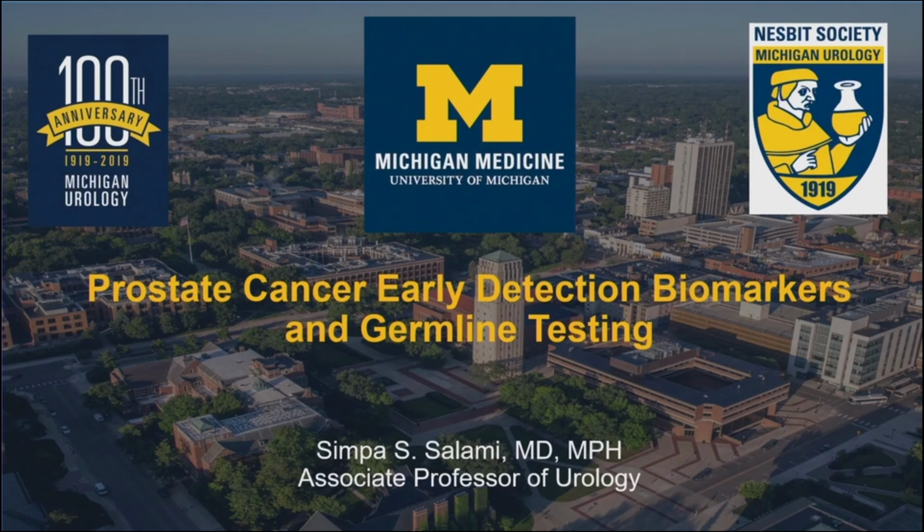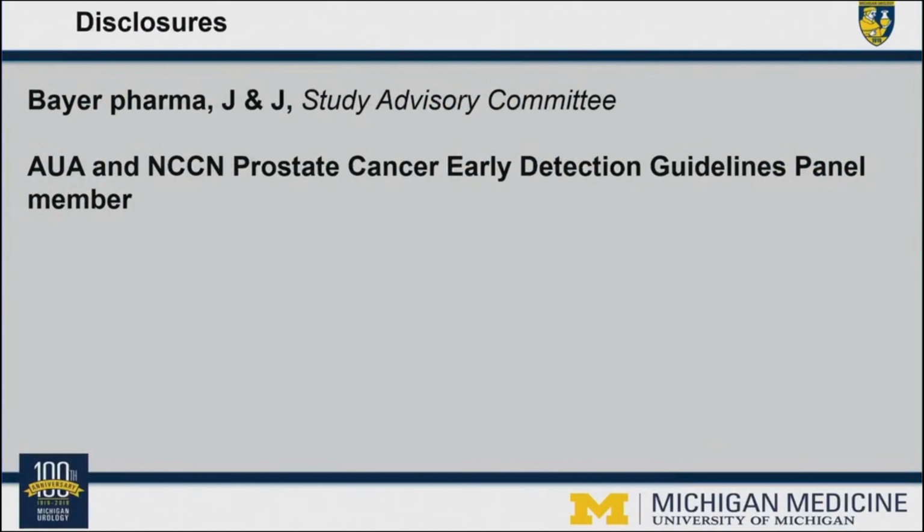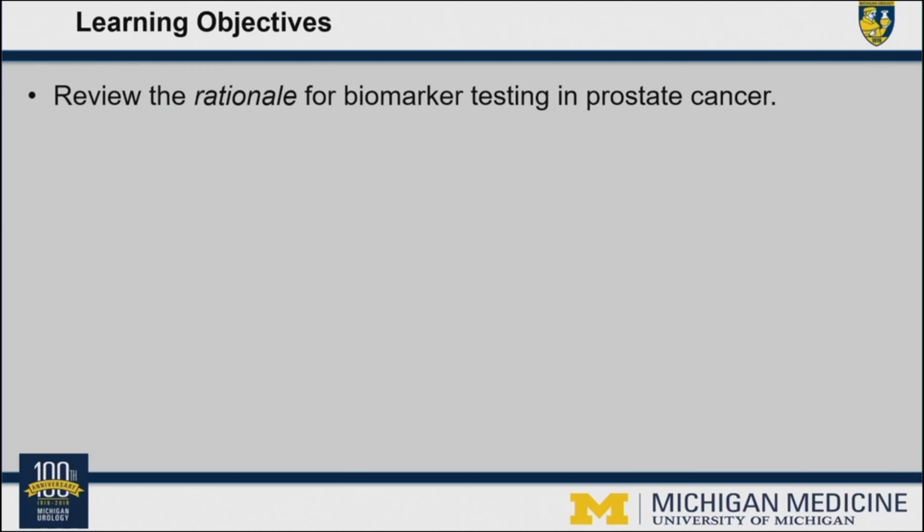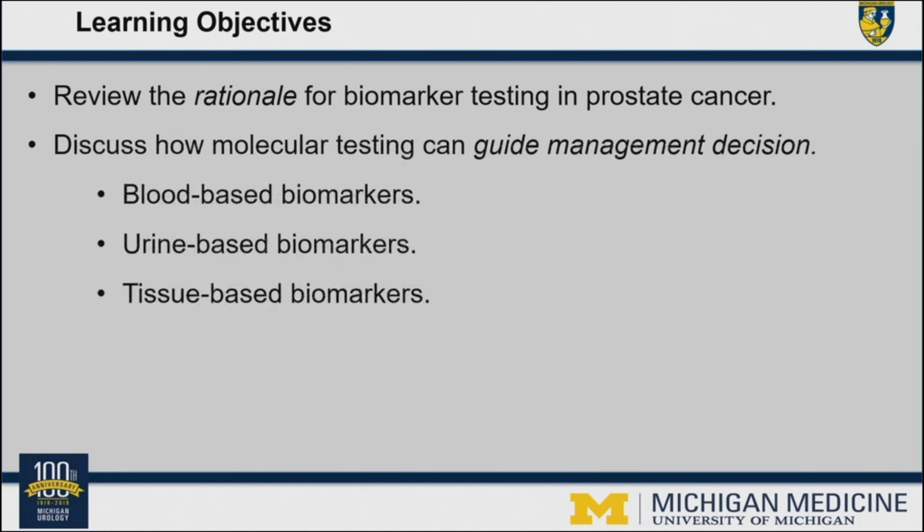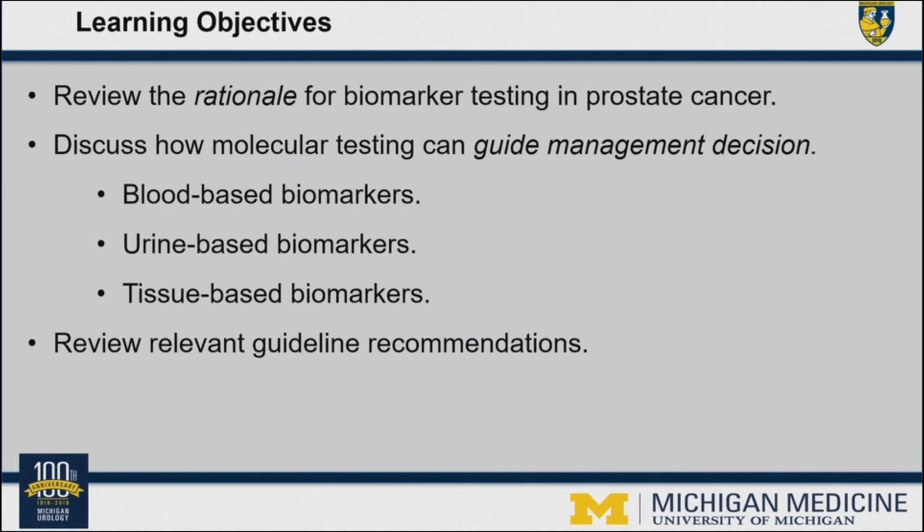All right, so I will be speaking about biomarkers and germline testing as well. These are my disclosures. They have no relevance to this part of the course. What I hope to do this afternoon is to review the rationale for using biomarkers for early detection of prostate cancer. We'll review the available biomarkers, blood-based, urine-based, as well as tissue-based biomarkers for early detection. And then we'll discuss the relevant guideline recommendations, and then we'll wrap up with germline genetic testing.